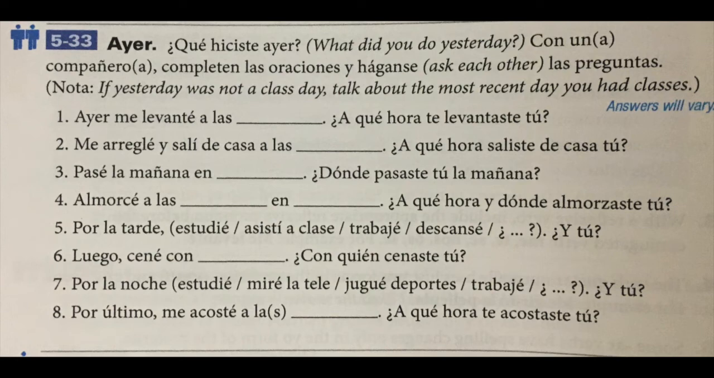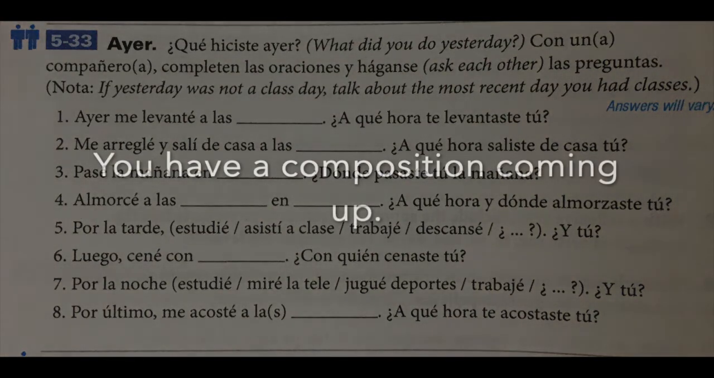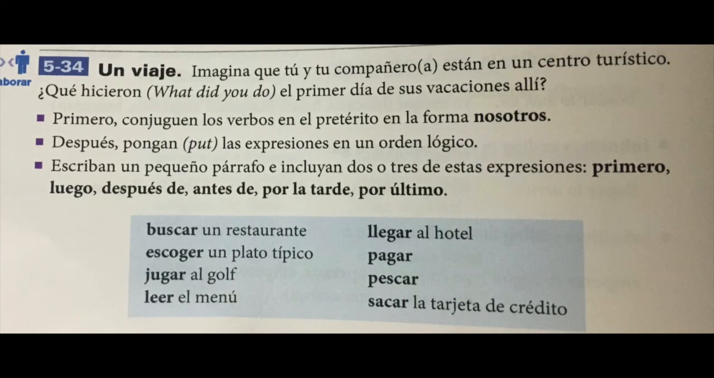All right, the next one, 534, is a good practice for a composition that you're going to have to do pretty soon. So there are a few guidelines here for 534. First, you conjugate the verbs in the form of nosotros. So it's you and at least one other person doing all these things or having done them all in the past. You'll see a bunch of verb phrases in the little blue box. You need to put those in a logical order that you might actually have done those things on vacation. And then the last little purple box says to use these words to move the story along: primero, luego, después de, antes de, por la tarde, por último.